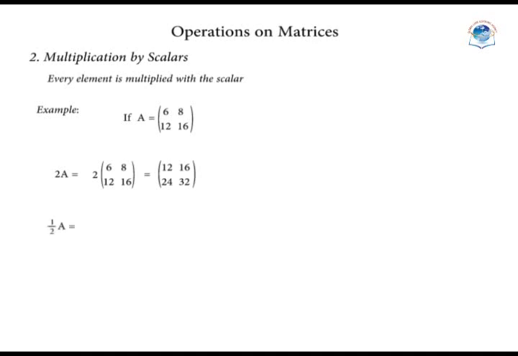A half A is equal to a half times 6 is 3, a half times 8 is 4, a half times 12 is 6, and a half times 16 is 8.